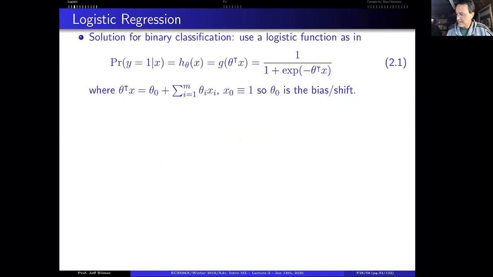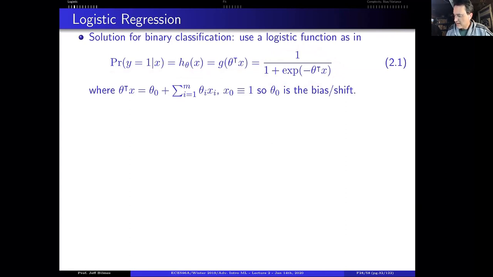And so what it looks like is this. Basically, rather than trying to predict the actual value, we model the probability that the output is equal to 1 by h theta. This is the new hypothesis, which is g of theta transpose times x, where g is a logistic function, and we'll talk about the logistic in a second.